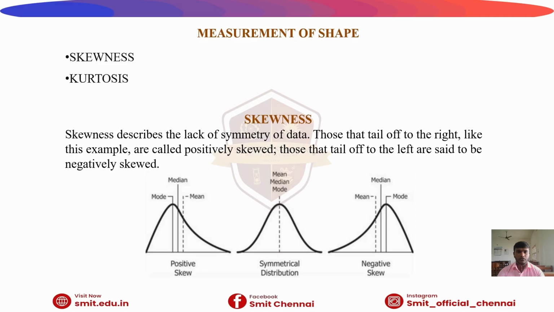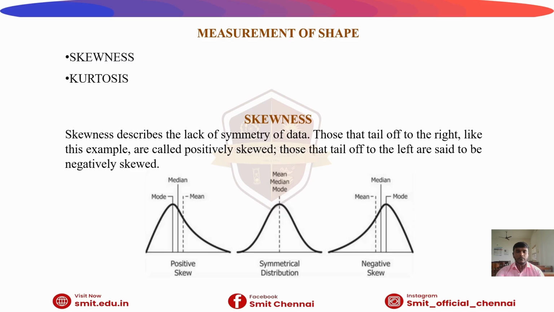And measures of shape, which include skewness and kurtosis. Beyond center and spread, we also care about the shape of the distribution: skewness, which is asymmetry, and kurtosis, which is peakedness or flatness. These tell us more about the pattern of data.